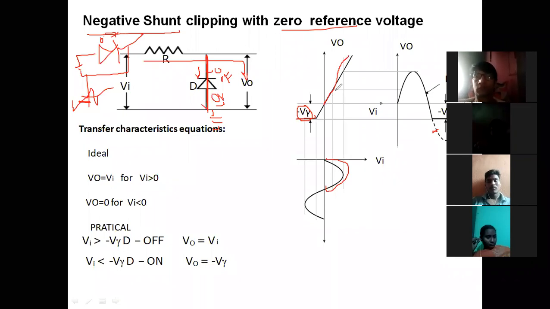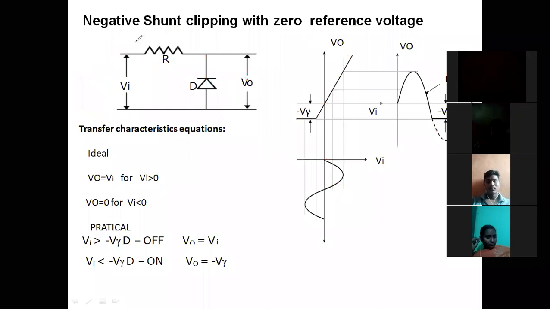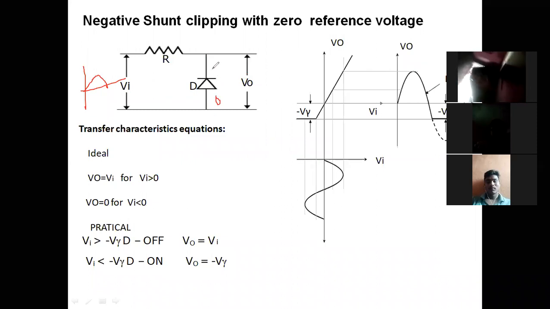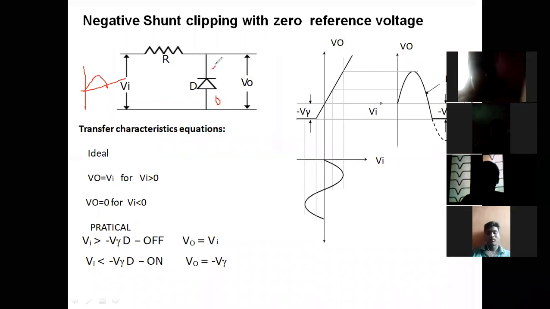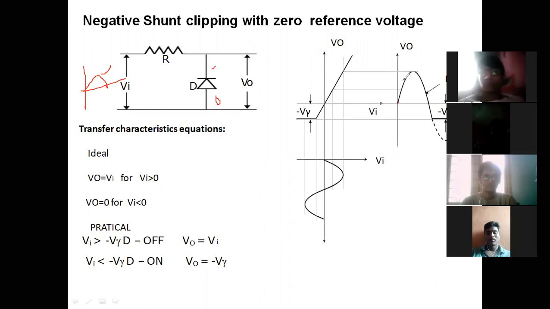For a complete positive cycle, otherwise you can split the cycle. If you see the complete positive cycle, the diode will be on. First I will explain only the positive cycle. When it is in the positive cycle, the anode is at 0 volts, and the cathode has 1, 2, 3, 4 volts. Therefore, the diode will be off. So whatever the input, we are going to get at the output voltage.